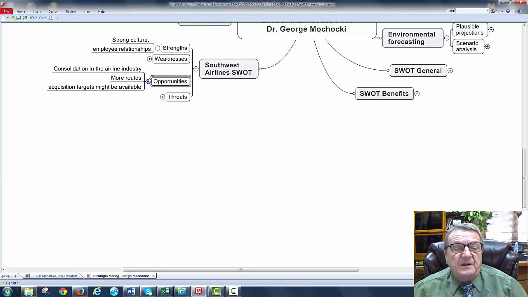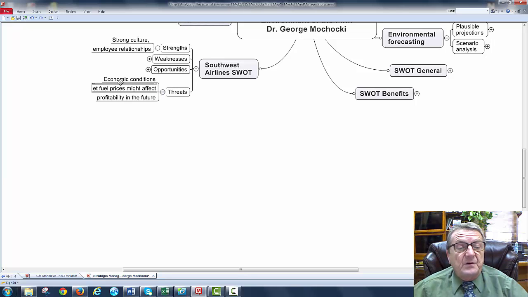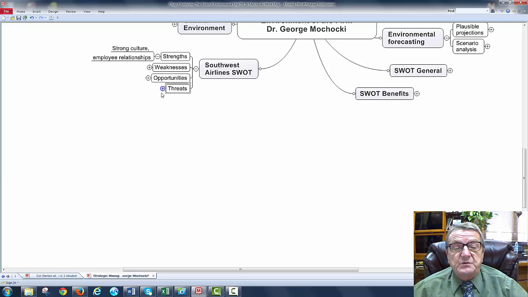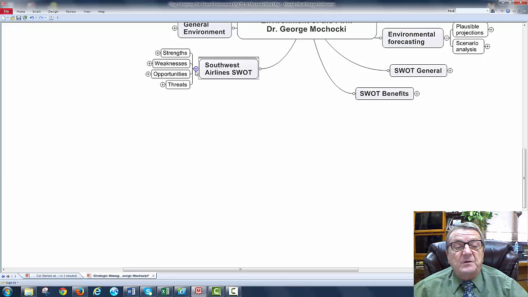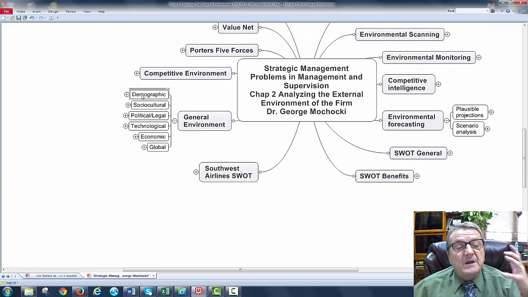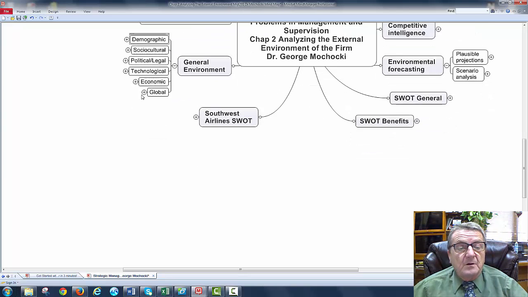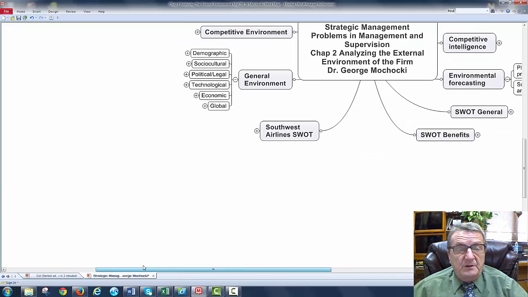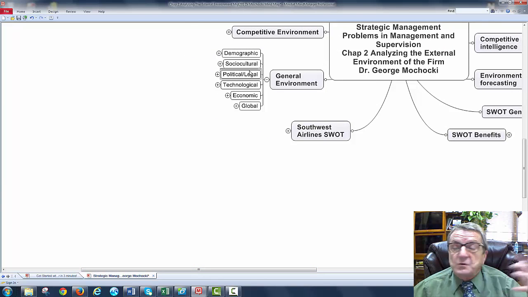And then when I look at the opportunities, consolidation in airline industries, I have more routes and acquisition targets may be available. And some of my threats are economic conditions, fuel prices might be affected, profitability in the future. Okay, so that's basically Southwest Airlines. Now let's look at the general environment. The general environment, you're going to break it up in demographics, social, cultural, political, legal, technological, economic, and global.